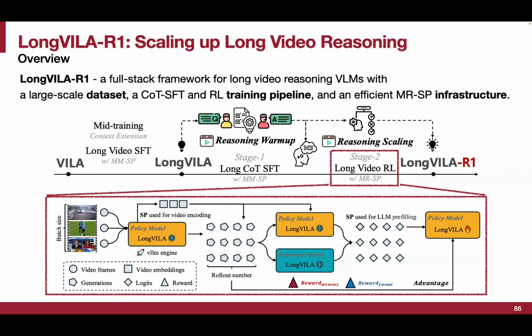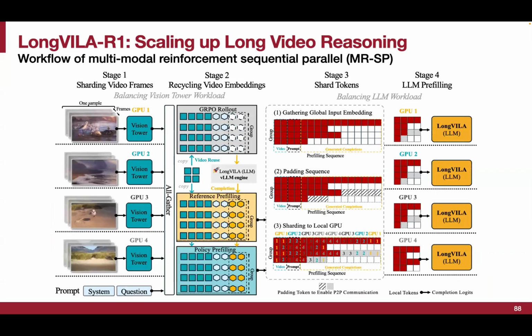These are the generated results. We collect the reward right here, and then we have to actually do the prefilling again to get the logits. And in here, sequence parallel is very crucial because we have to do a very long unrolling, and we have to do a lot of sharing, because for the prompt and the video, there are a lot of things we want to share as much as possible during the training process.